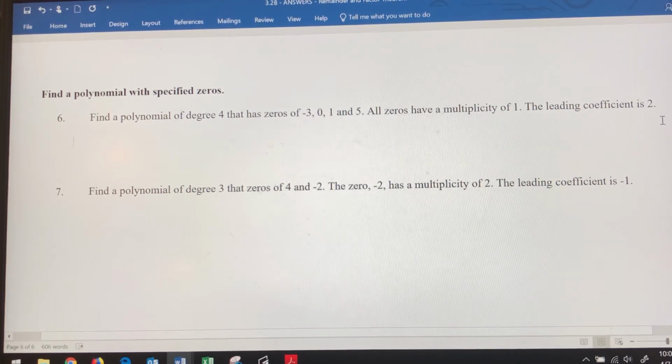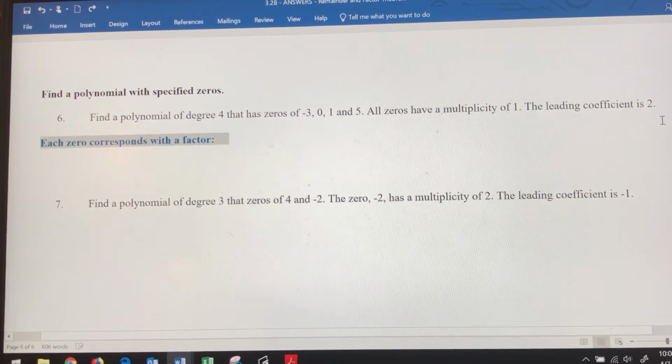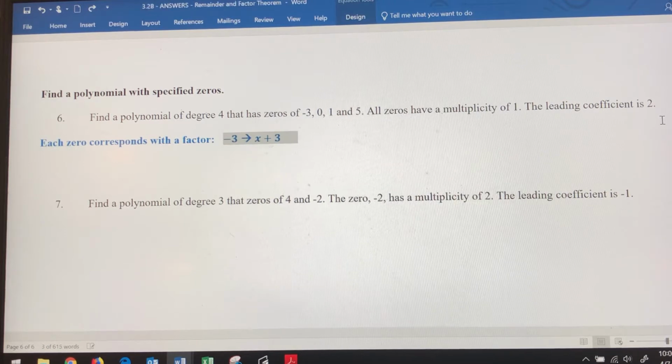Okay, so each zero is going to correspond with a factor. So let's go in order. The zero of -3 corresponds to x plus 3. The zero of 0 just corresponds to x, not plus or minus anything. The zero of 1 corresponds to x minus 1. And the zero of 5 corresponds to x minus 5.